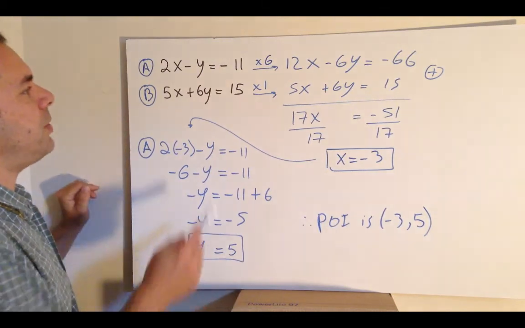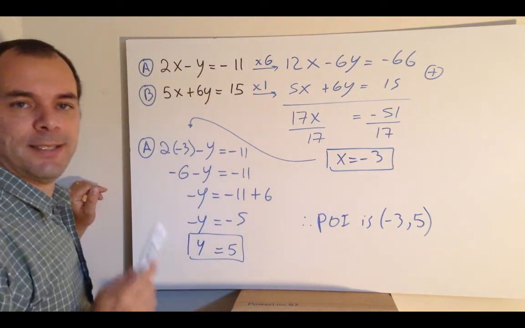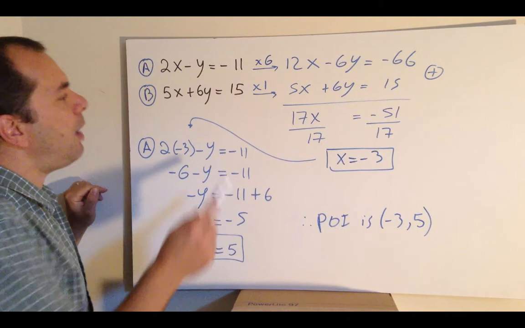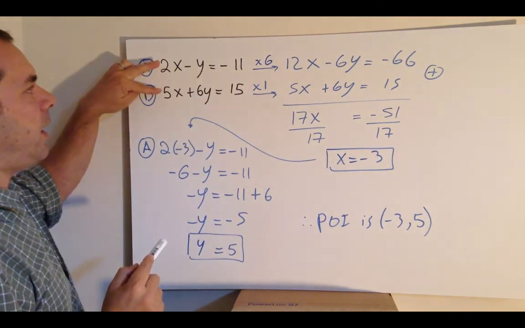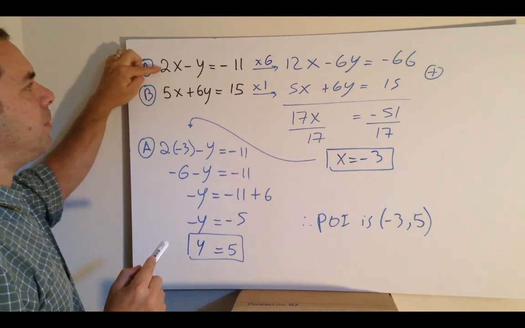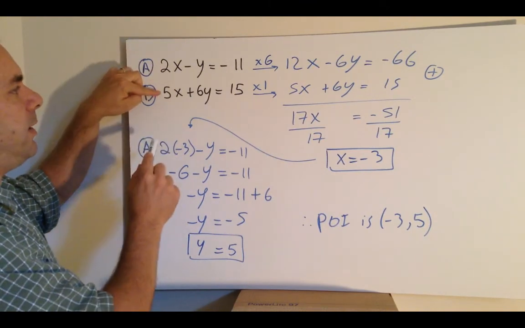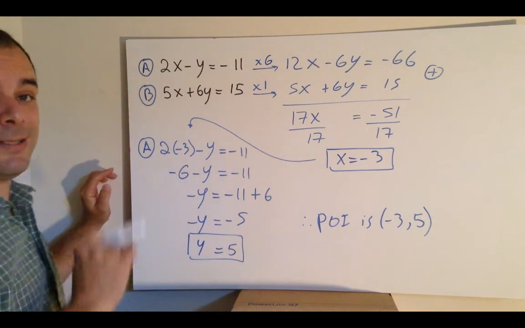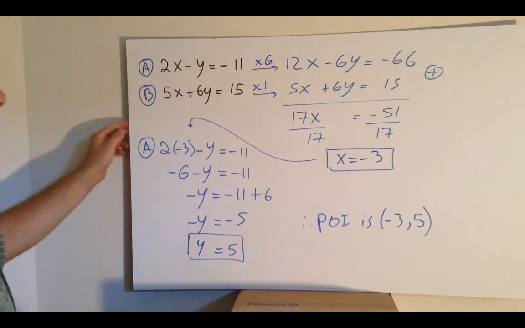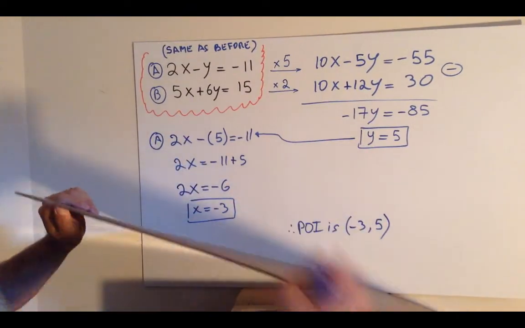But what would happen if I actually wanted to get rid of the x instead of the y? See, now I chose the y because it would have been easier. But what would I have done to get rid of the x? Well, probably I multiply this by 5 to make it 10, and this by 2 to make it 10 also, right? So I'm going to show you in the next slide how that would have worked out and how we get exactly the same answer.